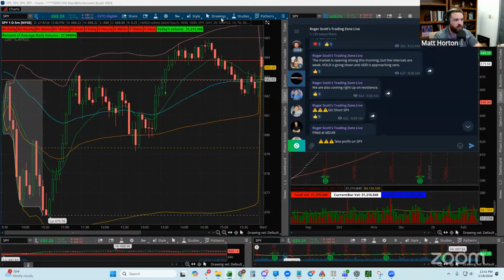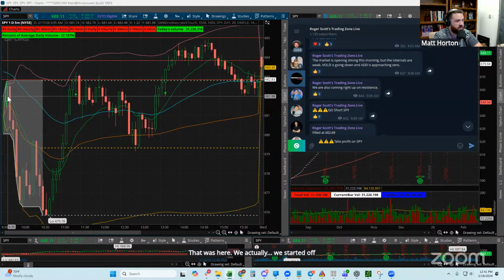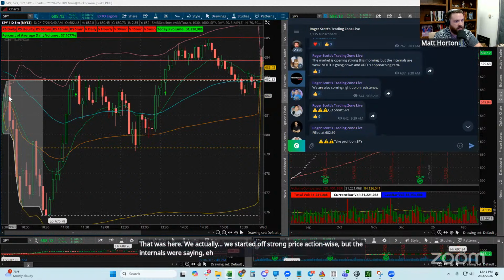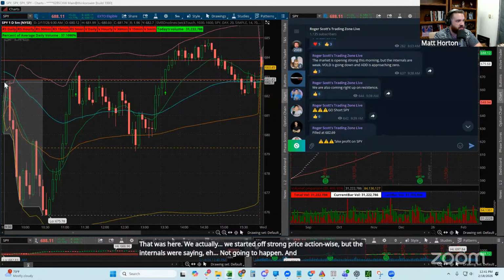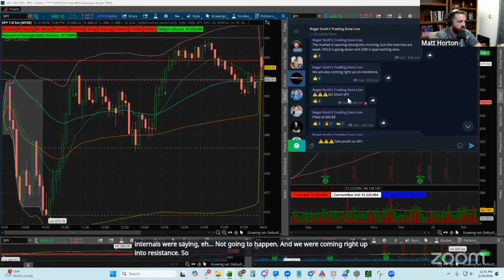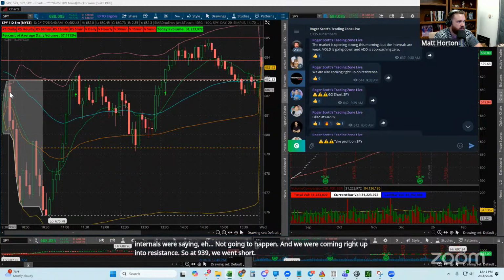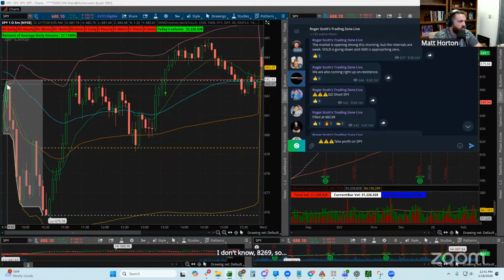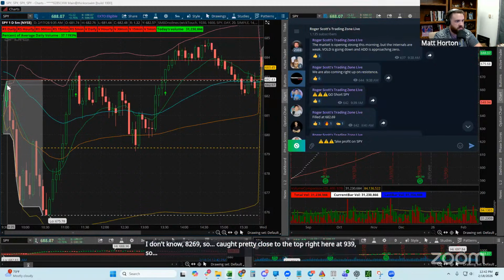Okay. All right, so we started yesterday with, I believe, kind of a flat opening. Yeah, we did. Slight gap down. And the internals were not looking great. We started off strong price action wise, but the internals were saying, not going to happen. And we were coming right up into resistance. So at 9:39, we went short at 82.69. We caught pretty close to the top right here at 9:39. Went short right here.